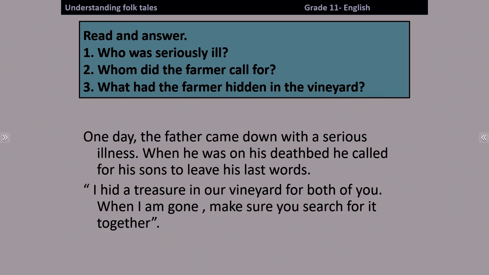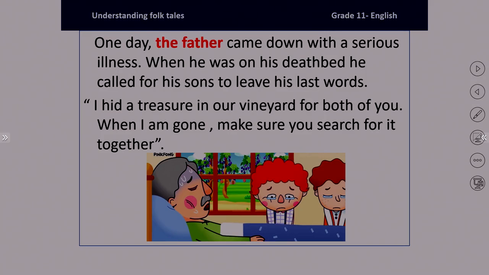Could you find the answer? Yes, it's there in the very first line. It is there as one day the father came down with a serious illness. So what is the answer? Who was seriously ill? Yes, it's the father.